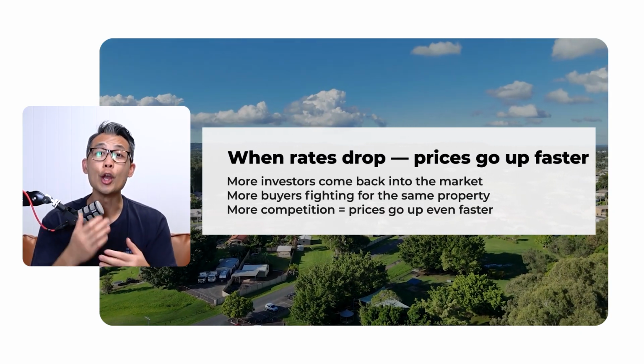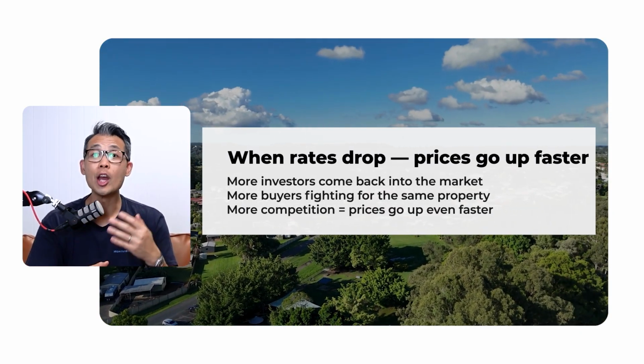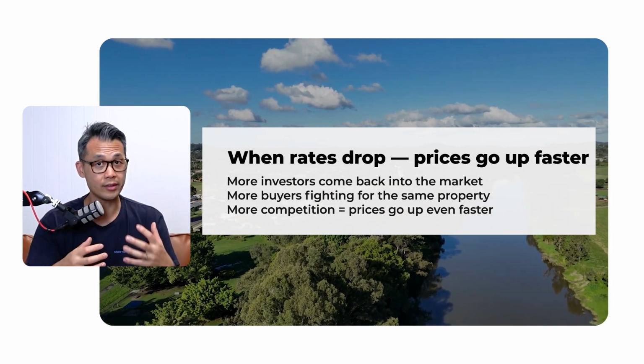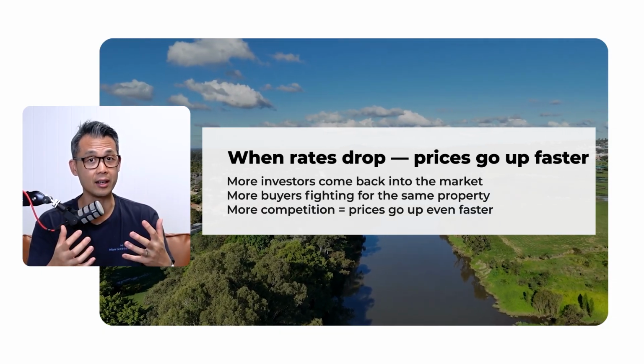And yes, you are paying a high interest rate, but guess what? Let's just say interest rates start dropping. But what's going to happen when interest rates start dropping? You're going to have more investors coming back into the market. You're going to have more buyers fighting for the same property. And when there's a lot more competition, the prices start going up even faster. So let's just say you got scared right now because interest rates are too high. But guess what? You're going to start buying now because interest rates started dropping down to 6%. But all of a sudden, there's so much competition coming back onto the market. What used to be 700,000 all of a sudden jumped up to 800,000 in the space of 6 to 12 months when you're ready to buy.